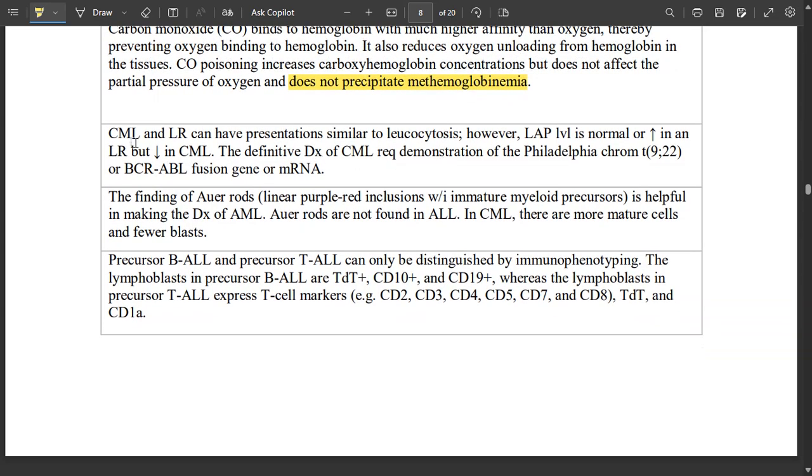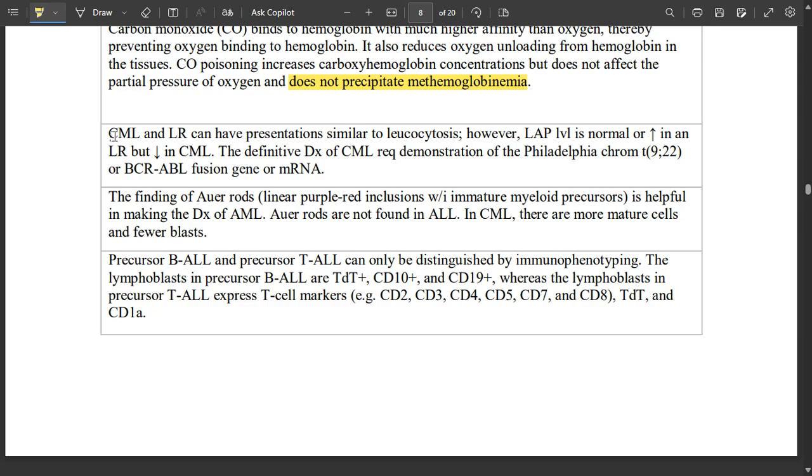All right. So CML and leukemoid reaction have similar presentations, with leukocytosis. CML, chronic myeloid leukemia, is one of the commonest blood malignancies in adults and old age. A leukemoid reaction is also a reaction where there is an increased amount of WBCs, so it can have presentations similar to leukocytosis. However, the LAP level, leukocyte alkaline phosphatase, is normal or increased in leukemoid reaction but decreased in CML.